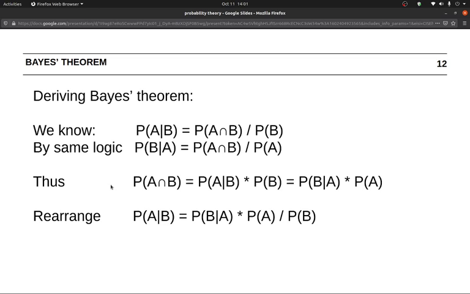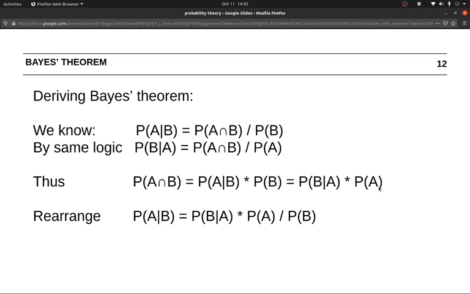What I've done is I've laid it in a linear fashion by bringing probability of B onto the other side of the equation. Same way, bringing probability of A to the other side of the equation. So that would allow us to write probability of A and B as probability of A given B times probability of B. Same way, probability of A and B can also be written as probability of B given A times probability of A.